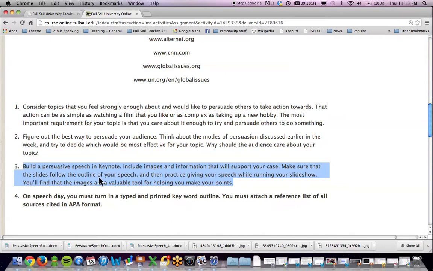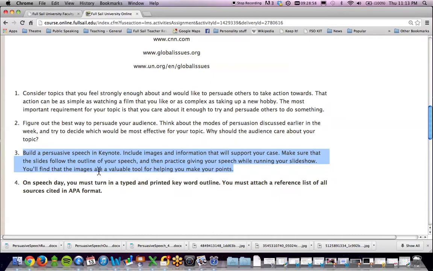Make sure that you're including images and information that support your case, that add to your message. So if you can give me an image that's going to help me emotionally connect with what you're talking about, that's the image that you want to choose. If you can give me an image that will help represent the statistic, help me visualize the statistic that you are sharing, then that's the image that you want to choose. You want images that will add to the content that you were saying.